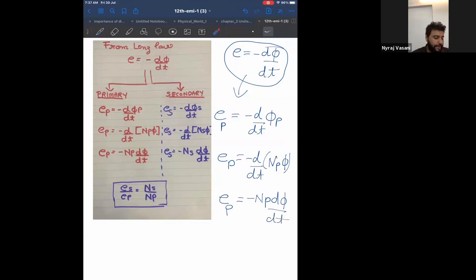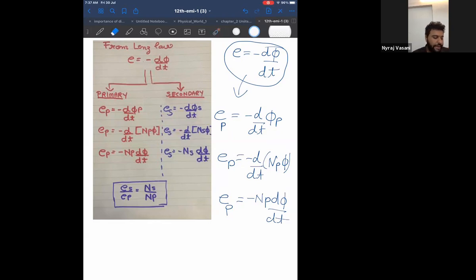Now this is the same thing that they have done here. Check. From Lenz law, E is equal to minus d phi by dt. If I apply that law to the primary coil, I get EP is equal to minus d phi p by dt. And instead of phi p, can I write NP into phi? Therefore, NP I can take it out. Therefore, I get EP is equal to minus NP d phi by dt. Similarly, if I apply Lenz law to the secondary coil, I will get ES is equal to minus d phi s by dt, or ES is equal to minus d by dt.